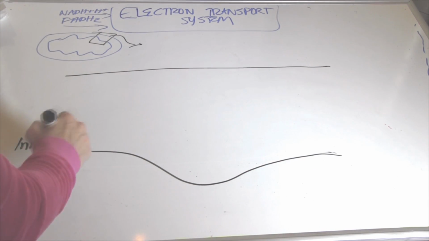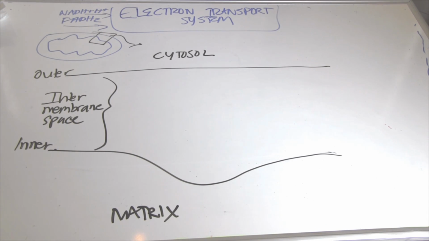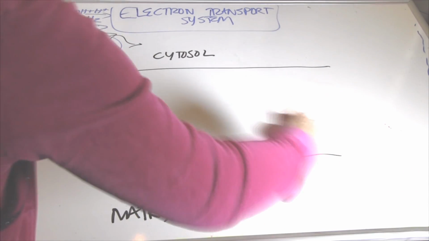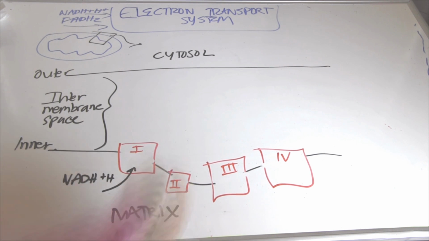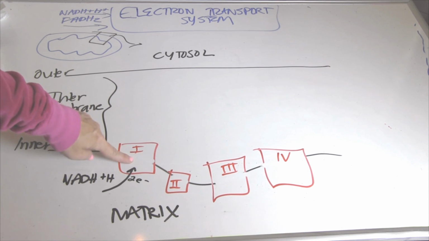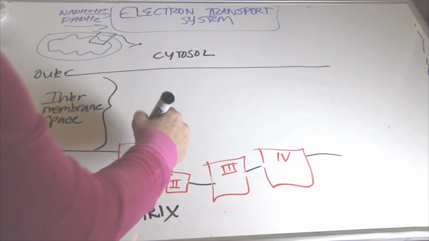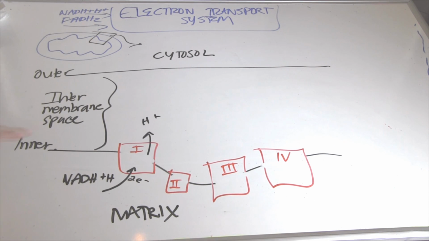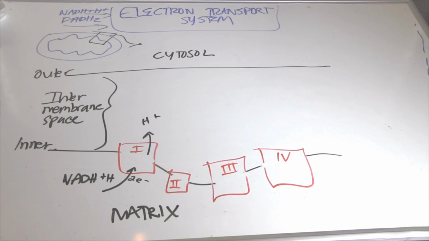So this is inner, outer, and okay, so we have a series of what are known as redox reactions where we have NADH dropping off the electrons. The electrons are going to be dropped off in pairs. It will drop off 2 electrons to complex 1, and I'll discuss the details of that in just a second. And by doing so, we'll be pumping out hydrogens into the inner membrane space against their concentration gradient.